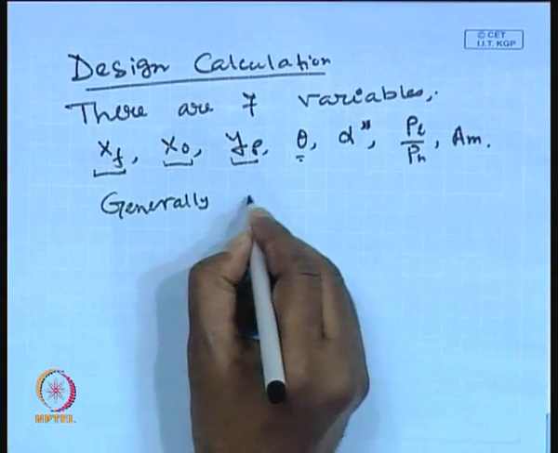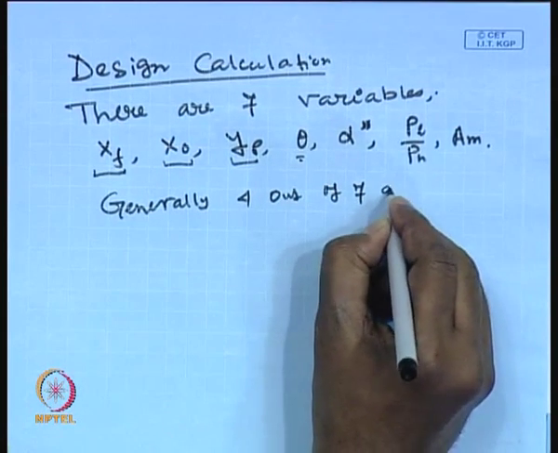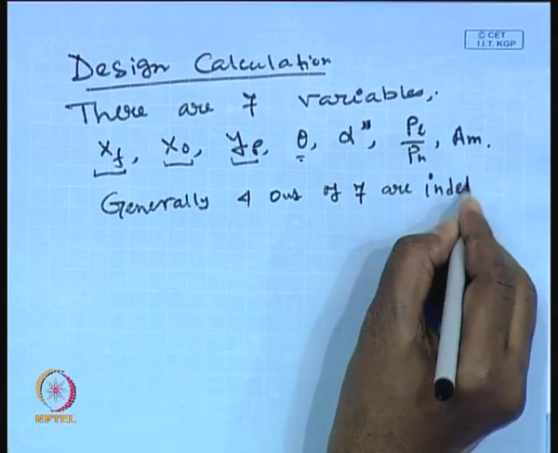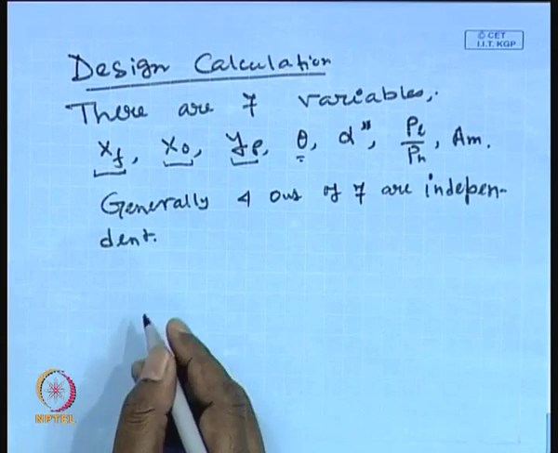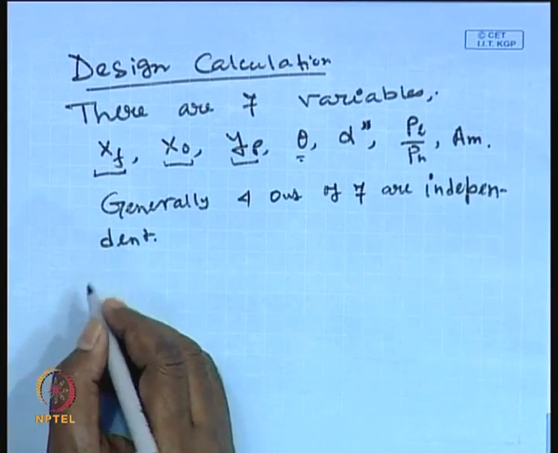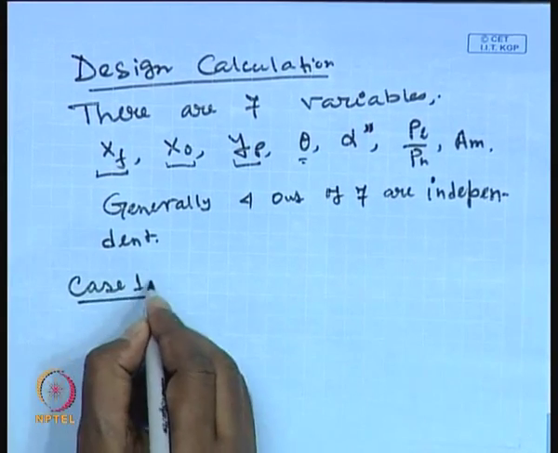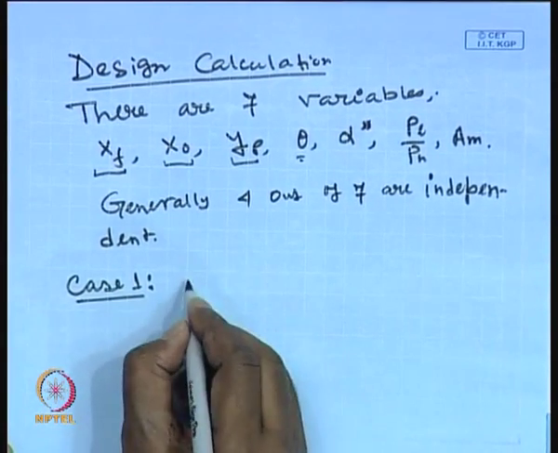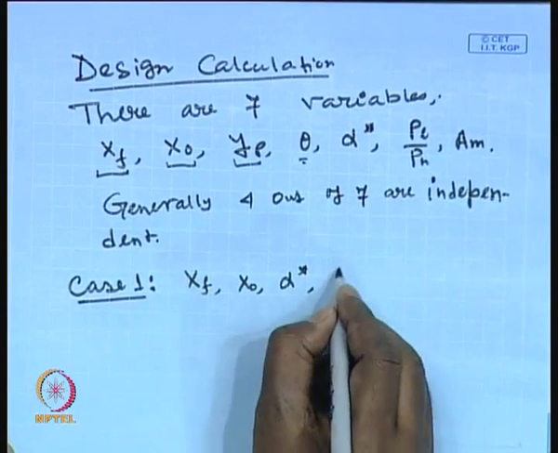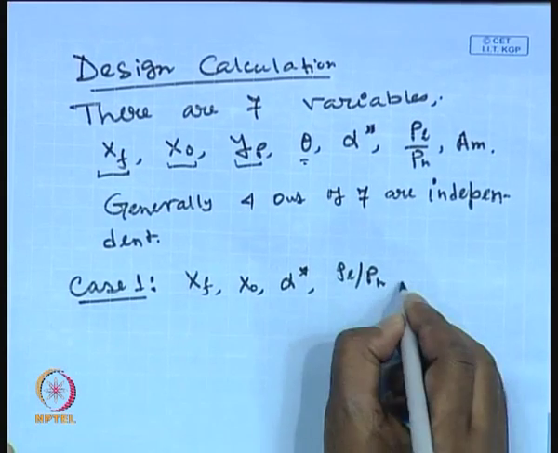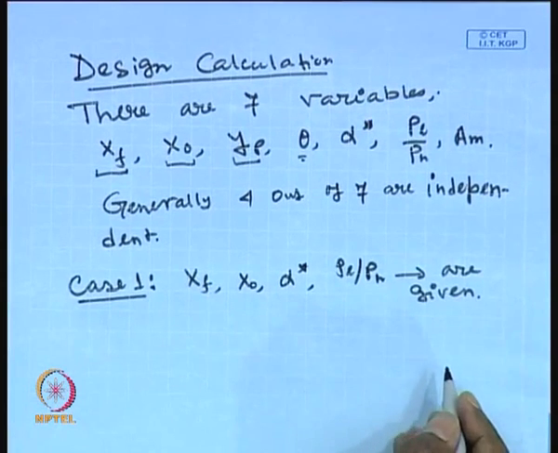Generally, 4 out of 7 are independent. Now, we subdivide this problem and closely look into two cases. Case number 1 is that x f, x naught, alpha star, P L by P H are given. So, these are basically operating conditions.